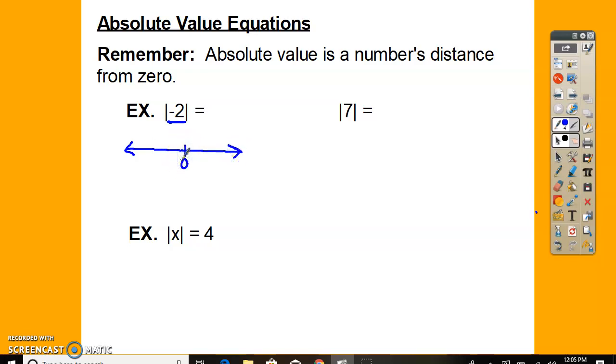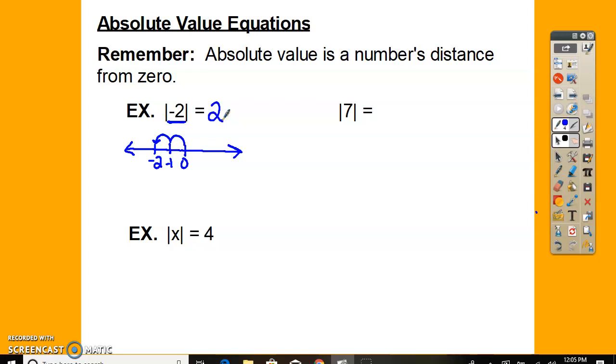So 0 is in the middle. I'm at -2. I'm trying to figure out how far away from 0 I am. So if I'm at 0 and I'm going to -2, I am 2 units away from 0. So my answer for the absolute value of -2 is +2 because that's the number's distance. Okay, remember, distance can never be a negative number. Distance always has to be positive.